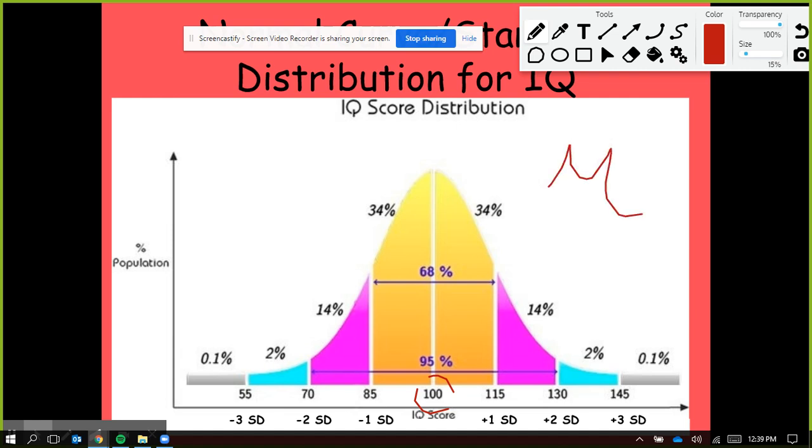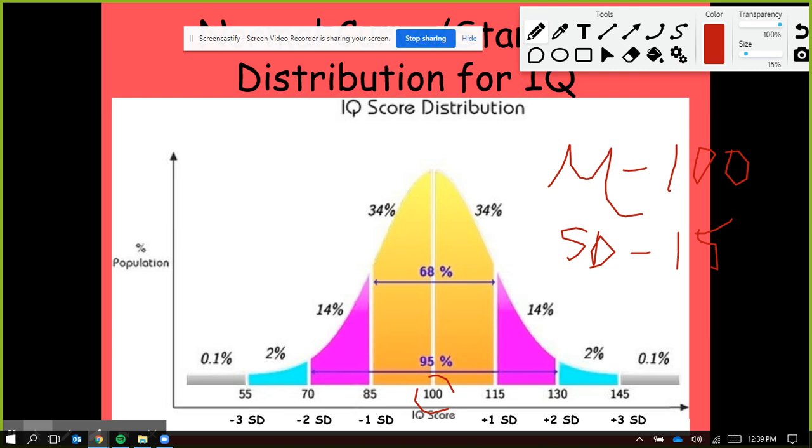That's the symbol for average. It's like a cursive M, and then the average is 100. The standard deviation for IQ is 15. What that means is on average, scores differ 15 points from 100.